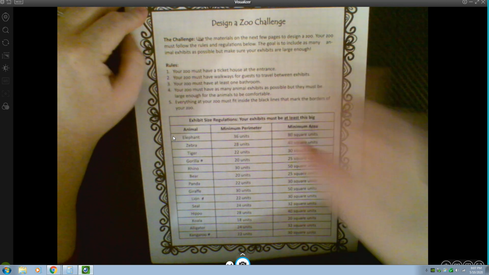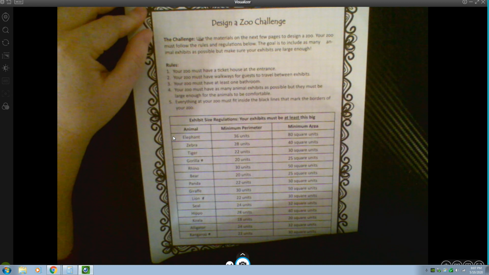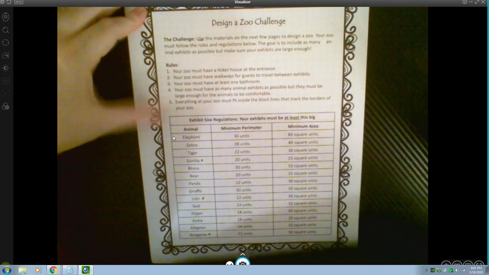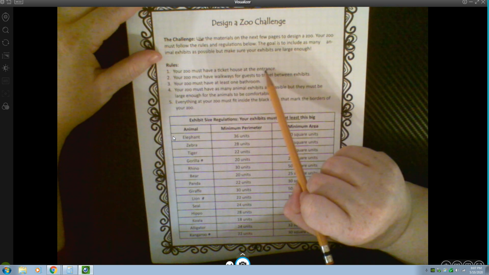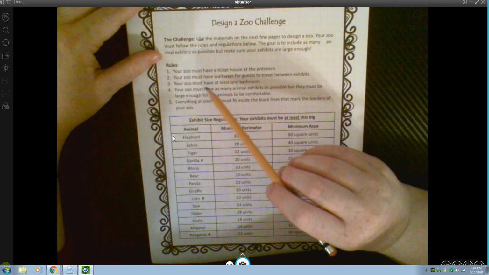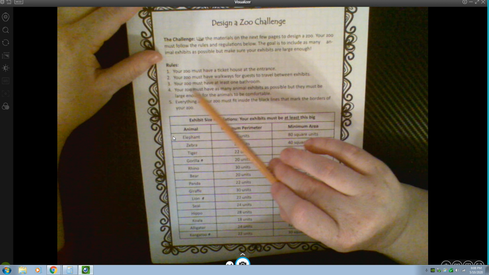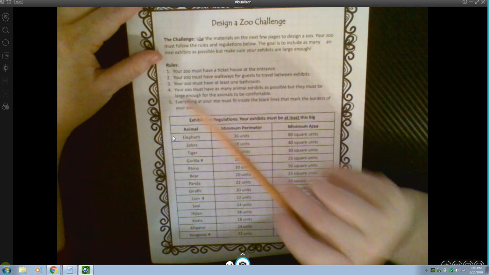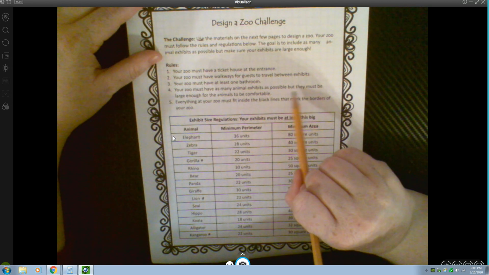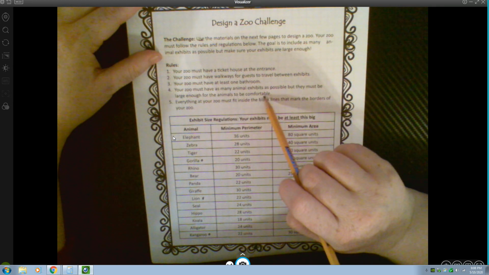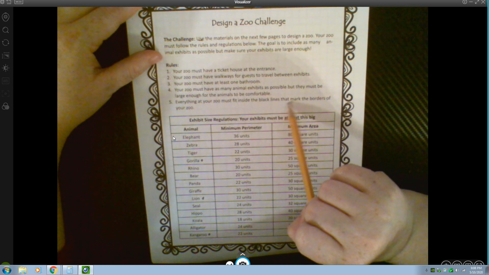Your zoo must follow the rules and regulations below. The goal is to include as many animal exhibits as possible. Make sure your exhibits are large enough. Here are the rules. 1. Your zoo must have a ticket house at the entrance. 2. Your zoo must have walkways for guests to travel between exhibits. 3. Your zoo must have at least one bathroom. 4. Your zoo must have as many animal exhibits as possible, but they must be large enough for the animals to be comfortable. 5. Everything at your zoo must fit inside the black lines that mark the borders of your zoo.